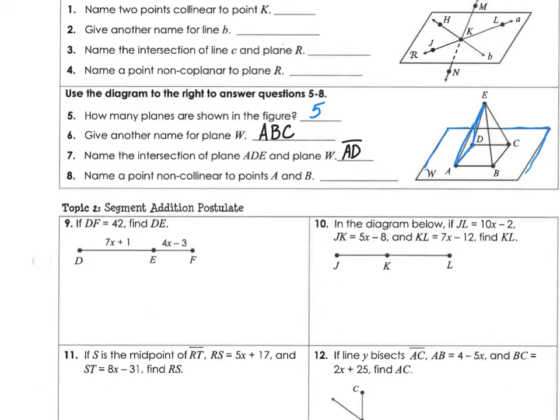Okay. Last question says, name a point that would be non-collinear to points A and B. So point A and B. Name a point that's not on the same line as that. You said D. What else could you say? You can name C. What else? W is the plane, so that's not a point. What's the only other point? E. So any of those would be acceptable. You could say D, you could say C, or you could say E. Questions about that? You guys feel pretty comfortable with that? Okay.